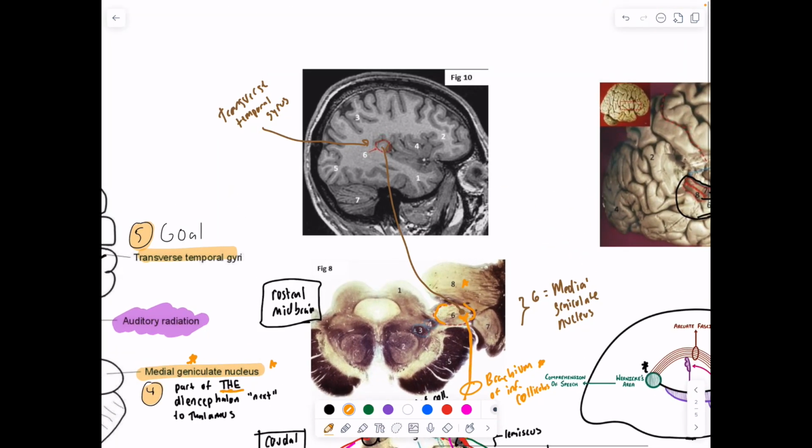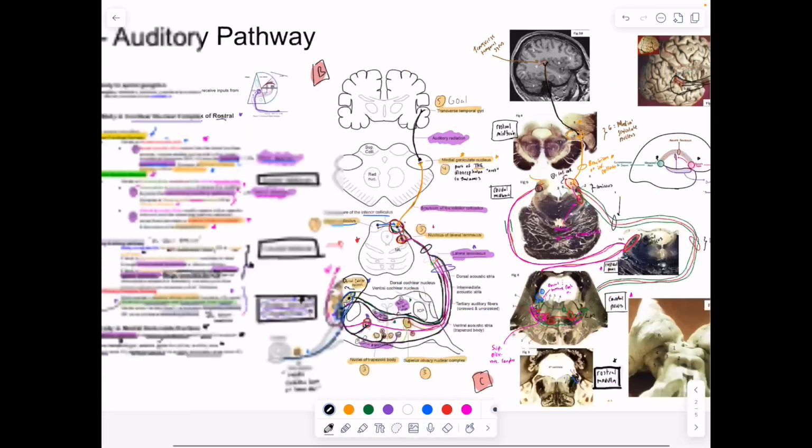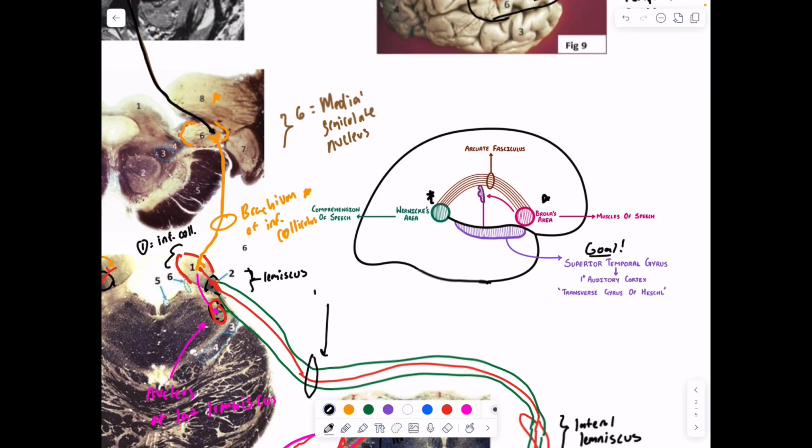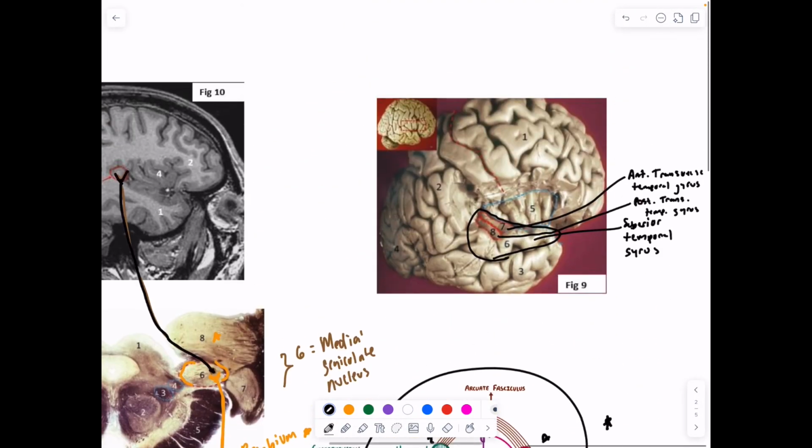So now that we synapse in the medial geniculate nucleus, we can send an axon to the transverse temporal gyrus so that our auditory signal can be translated. We already looked at this. Here's just a cross section, like a ripped out section. This whole region right here is the target part of the transverse lobe of the brain. You have the anterior transverse gyrus, the posterior transverse gyrus, and then 6 is the superior transverse temporal gyrus, superior temporal gyrus.